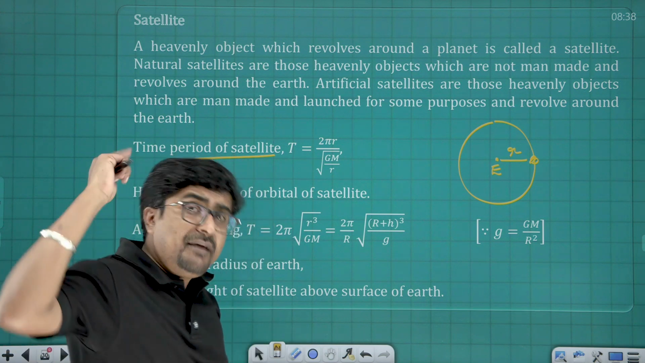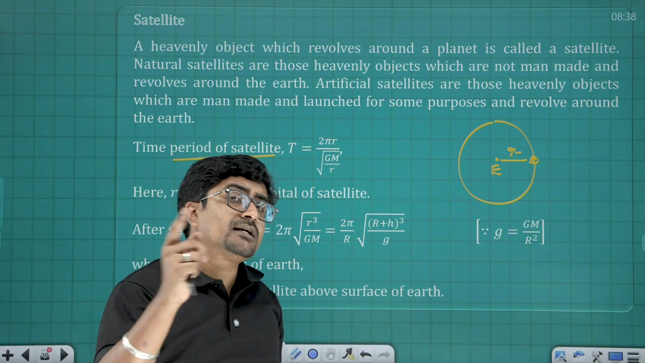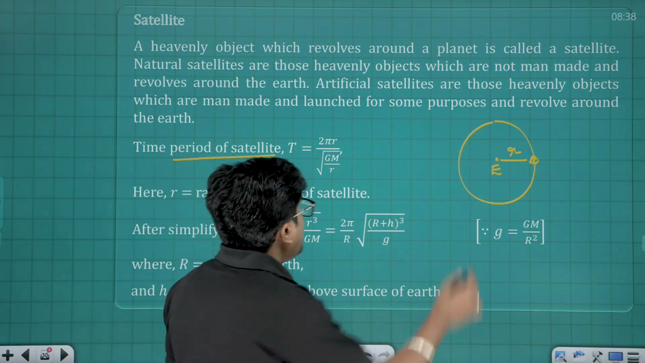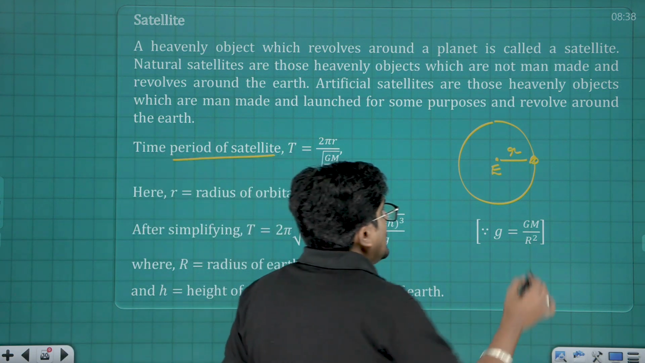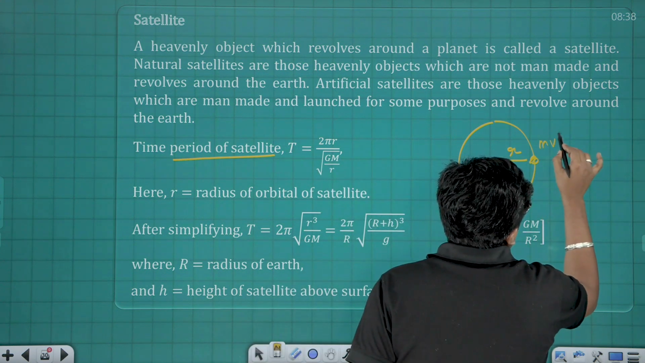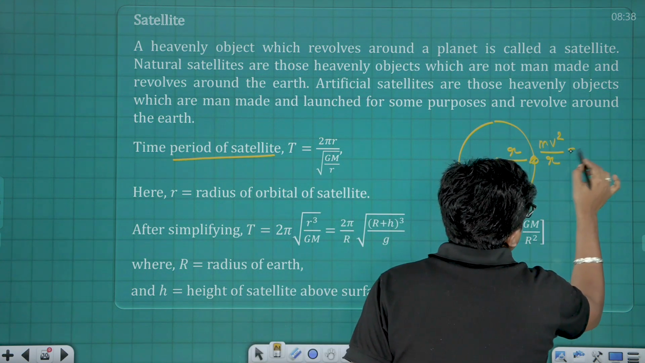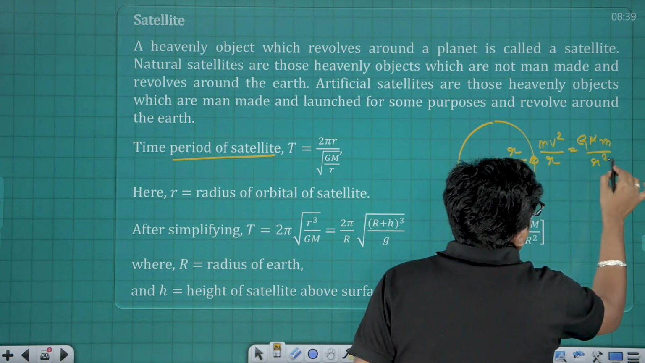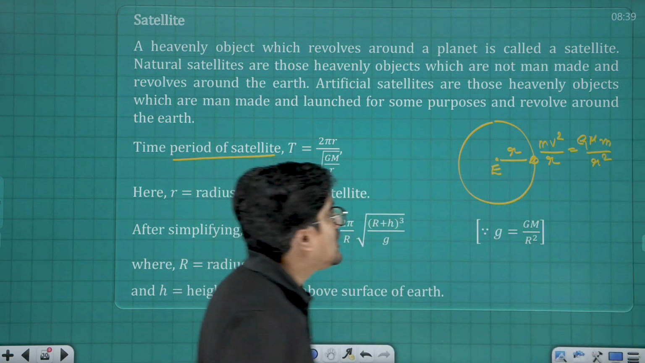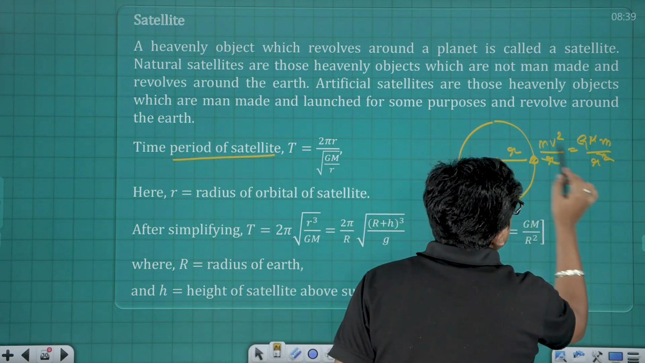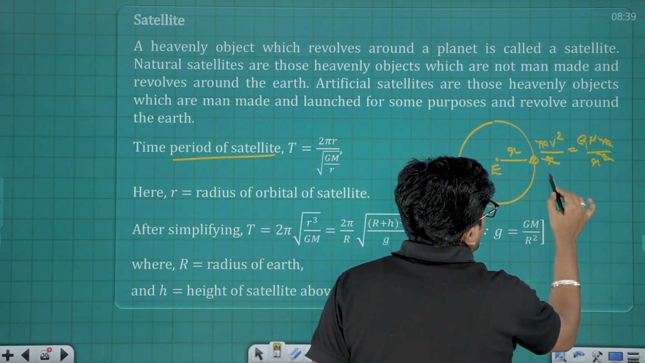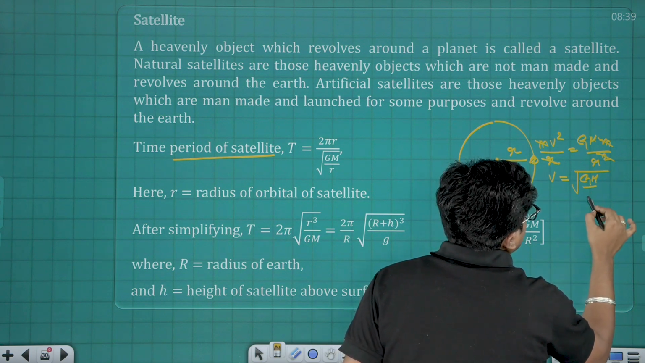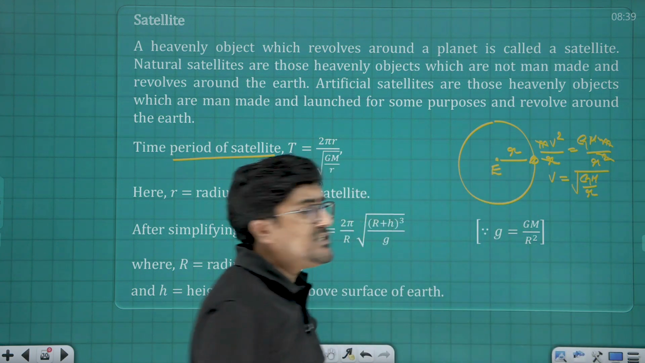Now, in the beginning I said the necessary centripetal force is going to be provided by what? The gravitational force. So if m is the mass, then the necessary centripetal force mv squared by r is provided by the gravitational force of attraction between the Earth and the satellite only, isn't it? So here this one and this one will cancel each other. So what's the value of v? That's going to be root of GM by r.